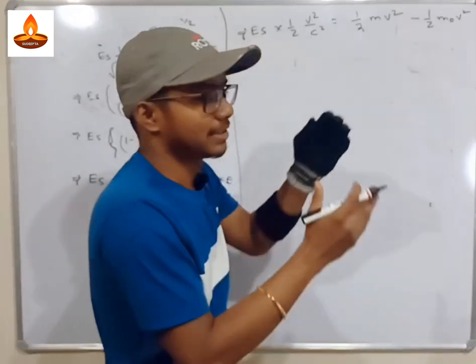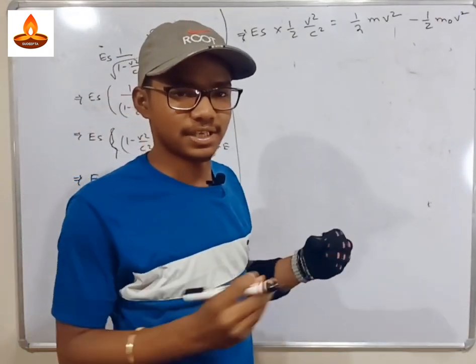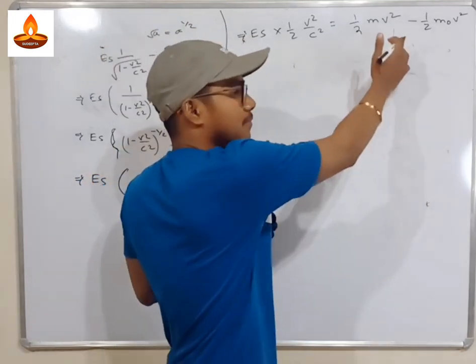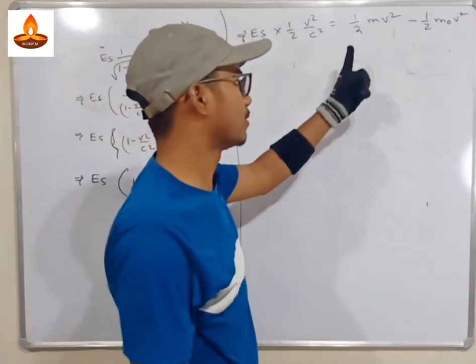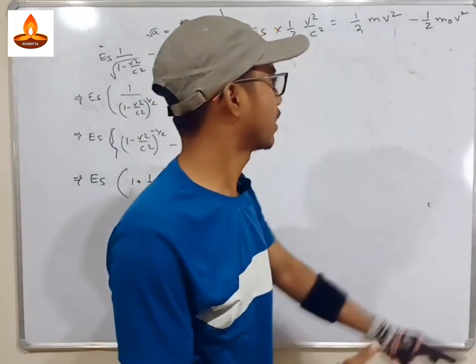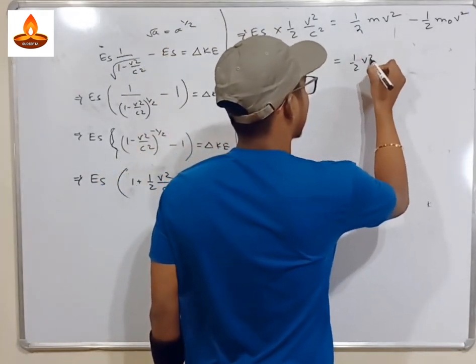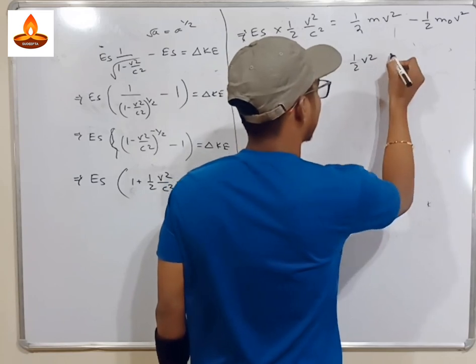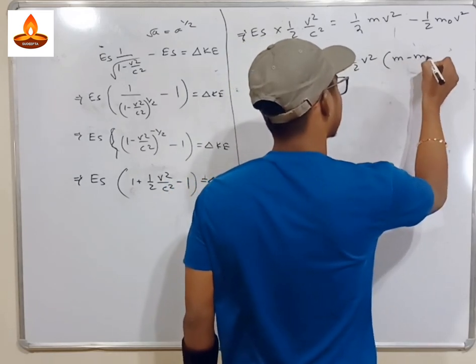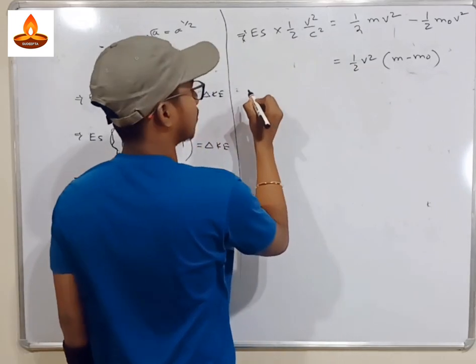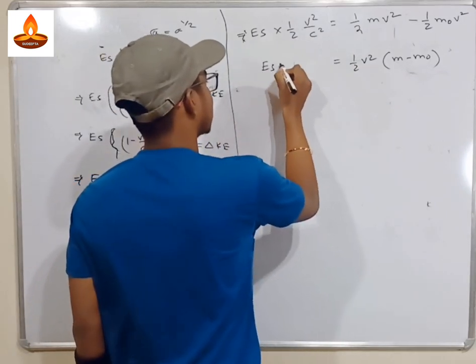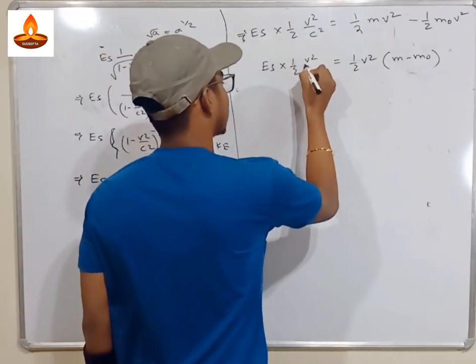Then it emits some energy, then the mass will be m. When it is in motion, the mass will be m. Firstly it is m naught. So what you can take is half v square as common, and what will remain is m minus m naught. Here it is equal to half v square upon c square.